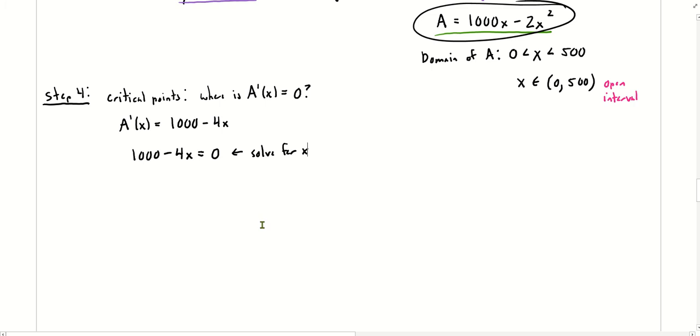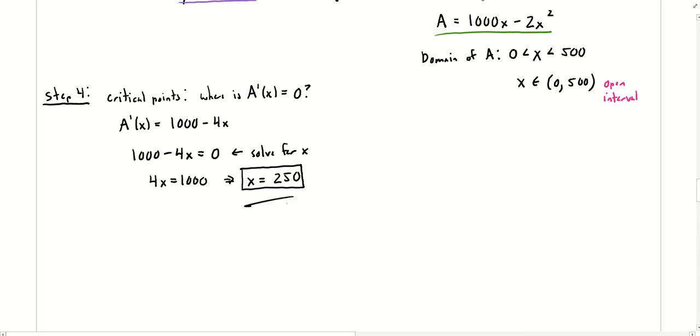So solving for x is going to give me 4x equals 1,000, which means my critical point occurs at x equals 250. So I only have one critical point here, 250, which is a good sign for me because it looks like if I can show that that's a local maximum, I can use the global interval method to say that it's also an absolute maximum. But let's check by the first derivative test to see if this is in fact a local maximum.